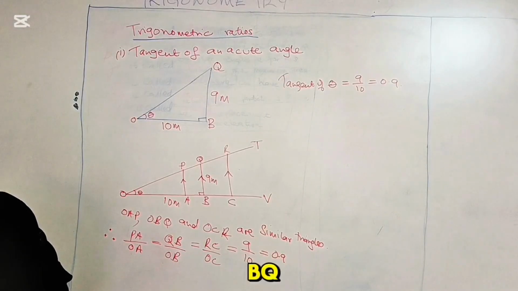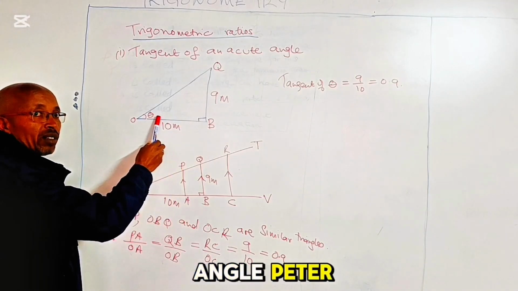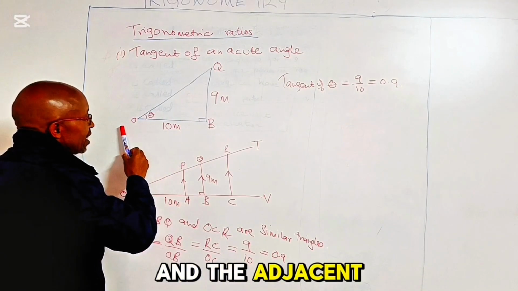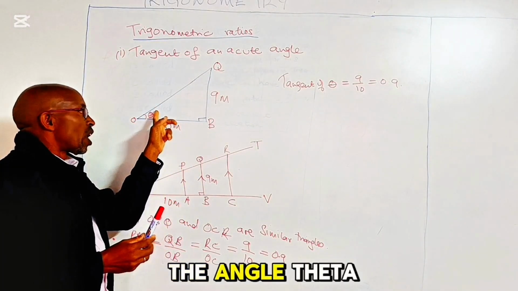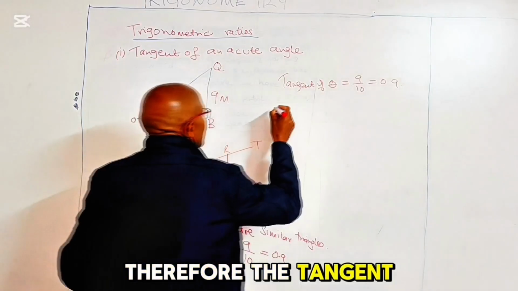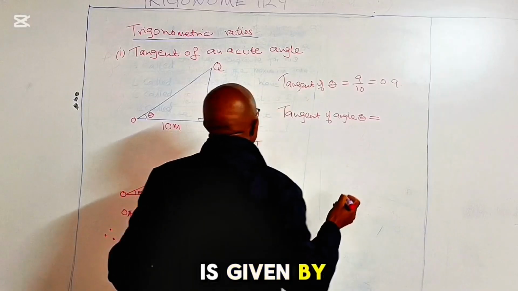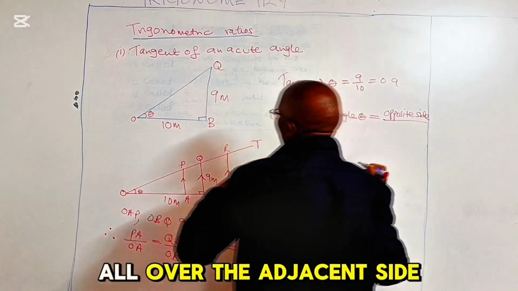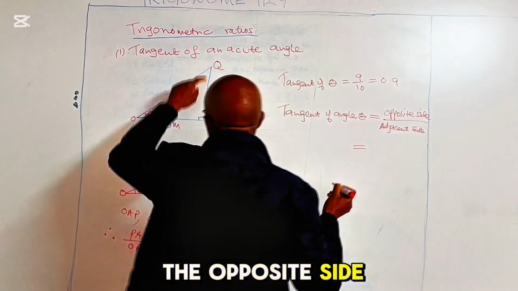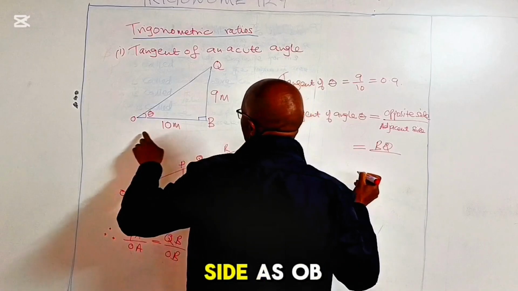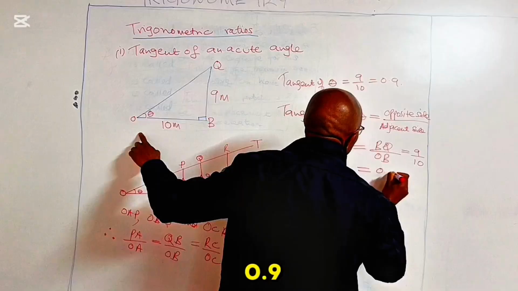The vertical side BQ is opposite angle theta, and the adjacent side, the length OB, is adjacent to the angle theta. Therefore, the tangent of angle theta is given by the opposite side over the adjacent side. In our case, we have the opposite side as BQ and the adjacent side as OB. That gives us 9 over 10, which is equal to 0.9.